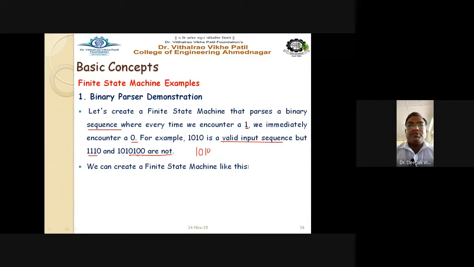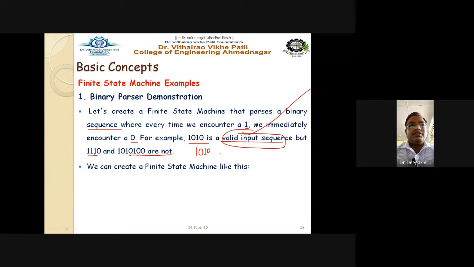So the meaning is that if the string consists of 1 0 1 0 1 0 1 0, then and only then is it called a valid input sequence. Remember this point. Meaning, our FSM must check the string having the sequence 1 0 1 0 1 0 only. Very simple FSM. There is no difficulty or problem in this. We only have to draw an FSM which takes the input as 1 0 1 0 1 0 only.